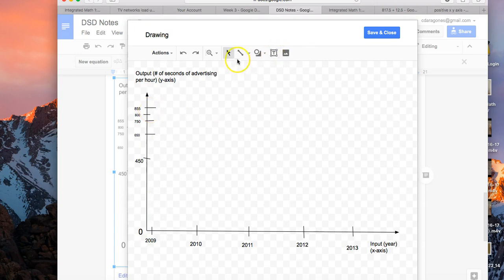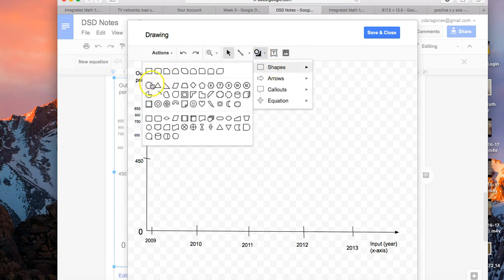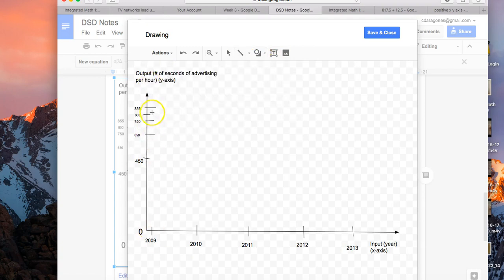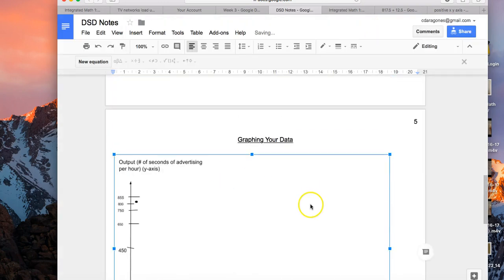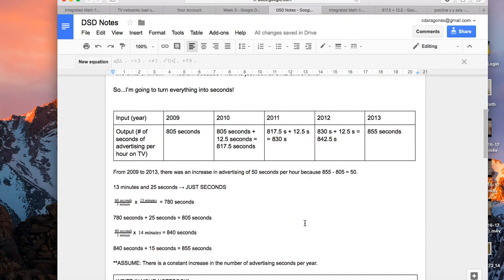So I'm going to go ahead and add a dot at 2009, 805 seconds. Okay, so I'm going to fill that in. Right? So at 2009, I was a little bit above 805 seconds. And then at 2013, I was at 855 seconds. Well, we can either do that or I can go ahead and do it year by year. So let's go ahead and do that.